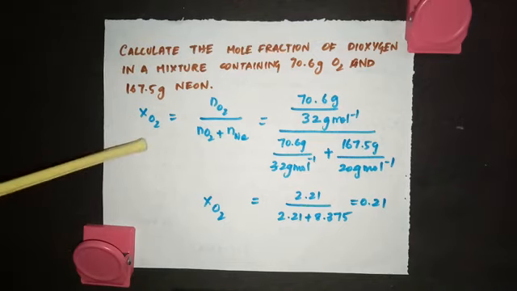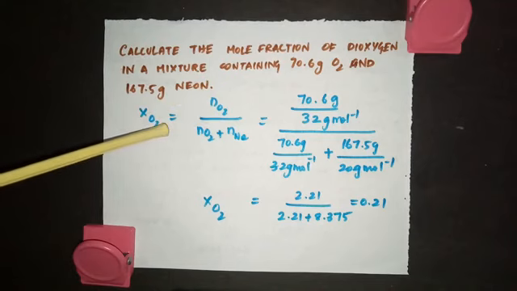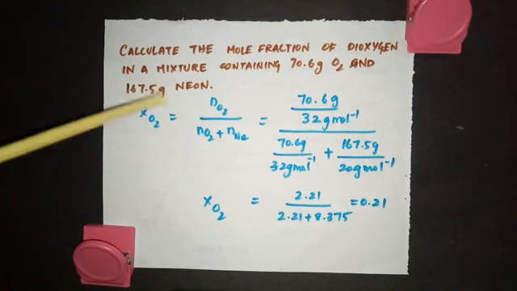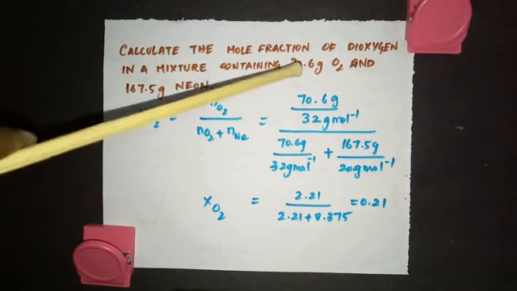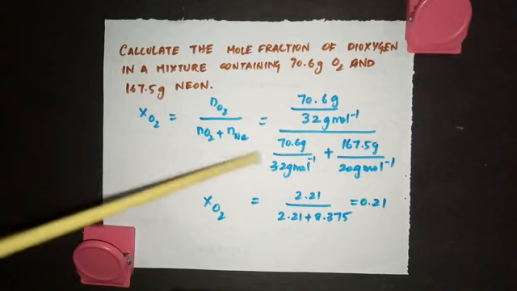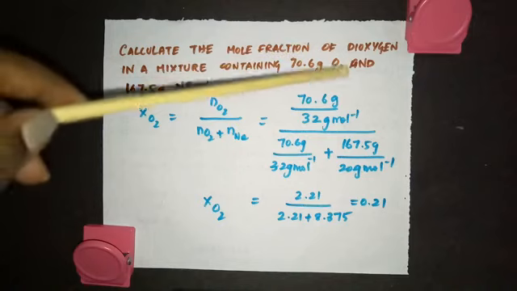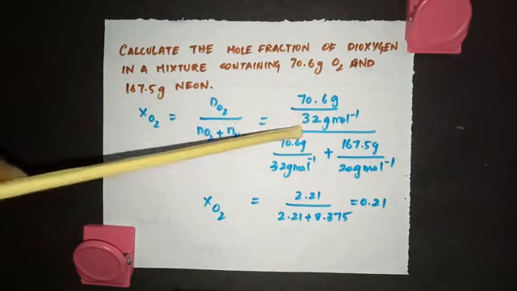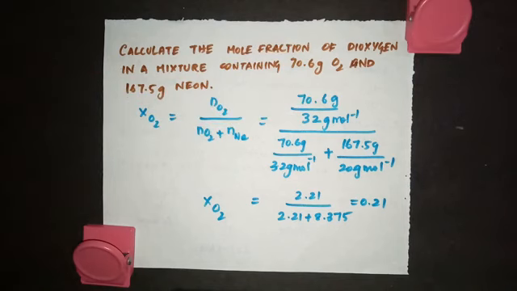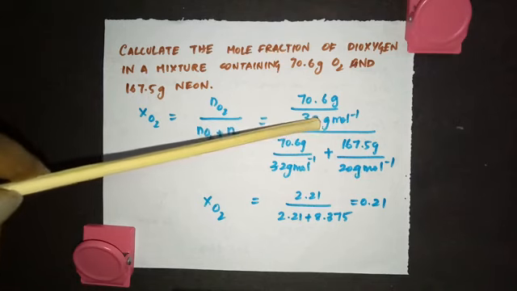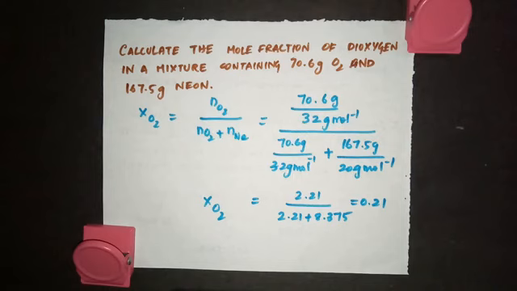Now see, mole fraction of O2 is equal to the number of moles of O2 divided by the number of moles of O2 plus the number of moles of neon, because in that mixture you have O2 and neon. So you have to take the total number of moles. How will you calculate the number of moles of O2? Mass of O2 divided by molar mass of O2, and the mass of O2 is given as 70.6. So 70.6 gram divided by the molecular mass of oxygen, which is 32 gram. And remember we have seen that molar mass can be expressed as gram and also as gram per mole. Gram mole inverse is also the unit used for molecular mass. So this would give you the number of moles of O2.